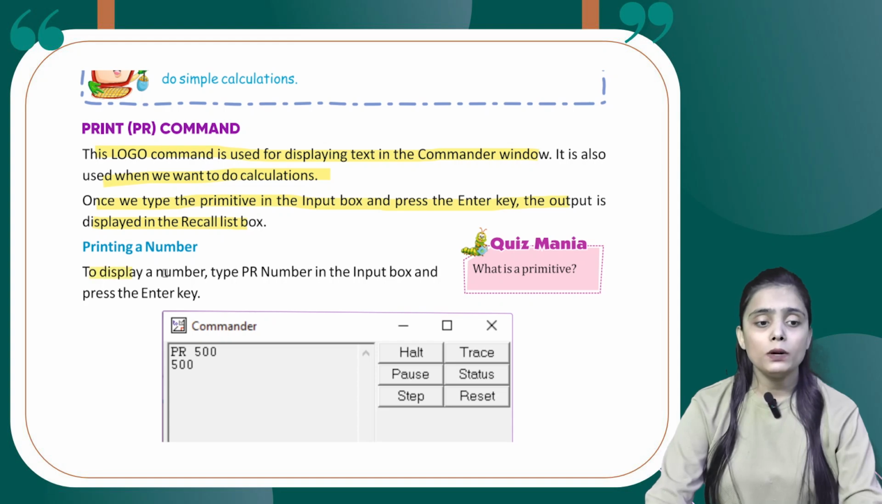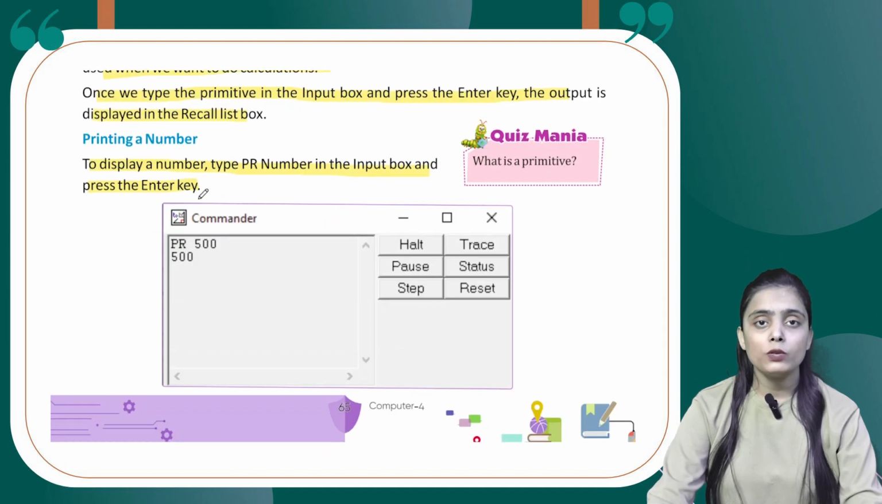Now printing a number. To display a number, type PR number in the input box and press the enter key. So let me explain you the syntax. ठीक है, PR आपको पहले टाइप करना है and then you have to type the number where, in the input box. और इनपुट बॉक्स में आपको टाइप करने के बाद एंटर प्रेस कर देना है और you can click on the execute button. Okay, and you will see this is the output. Okay, this 500 is the output.